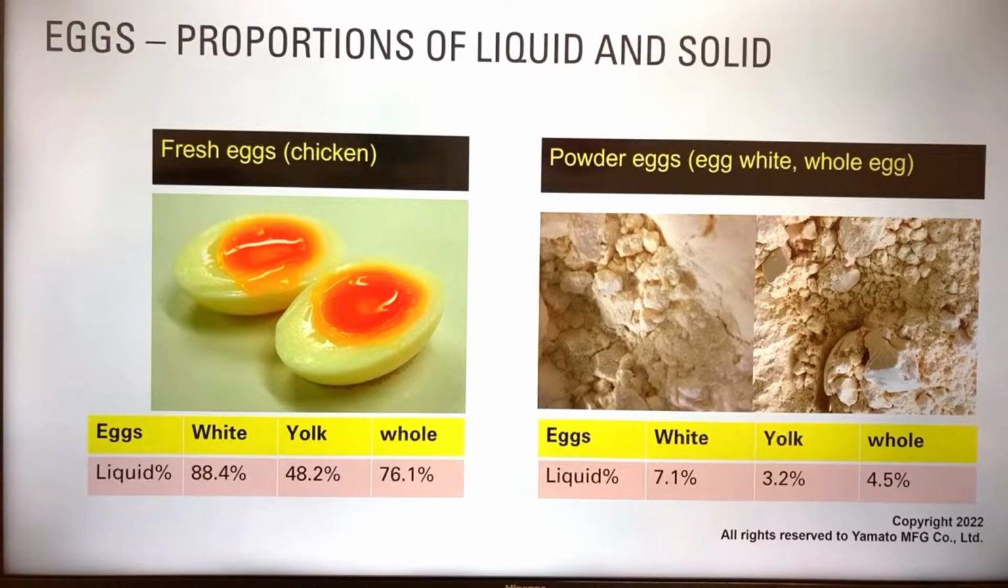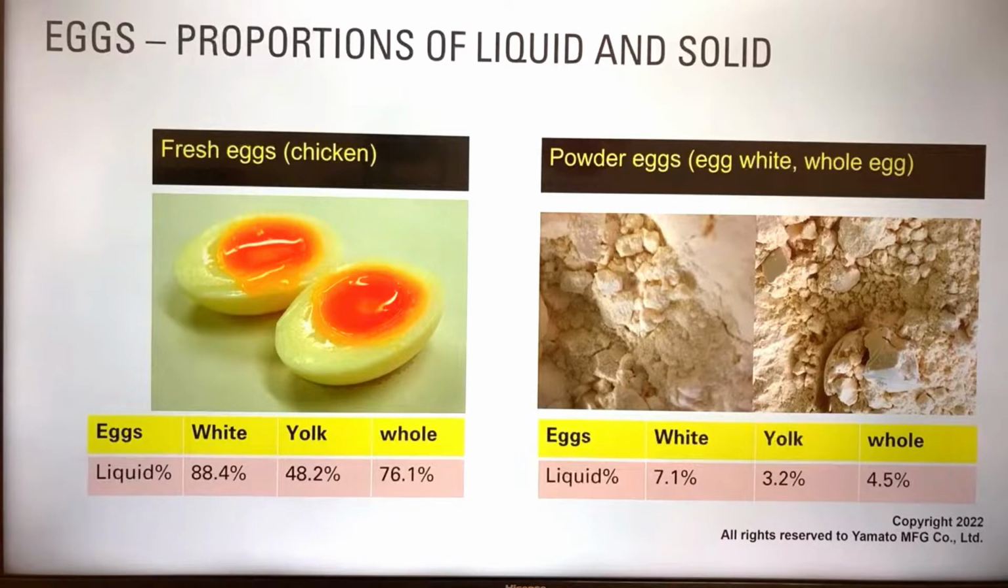If you add 3 to 3.5 times the water to it, we can make them back to the original liquid eggs. But the taste is not as good as fresh eggs. The liquid percentage of these powders is: egg white 7.1%, yolk 3.2%, whole egg 4.5%, and compare that with fresh eggs.